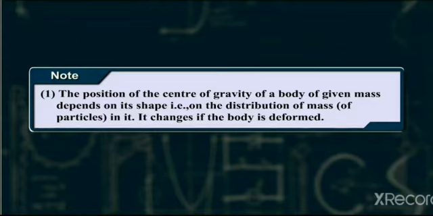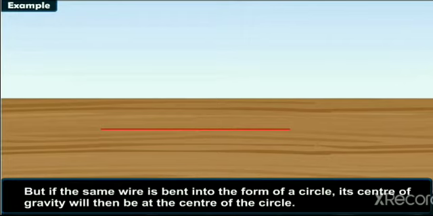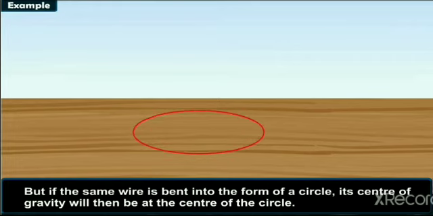Example. Note 1. The position of the center of gravity of a body of given mass depends on its shape, that is, on the distribution of mass of particles in it. It changes if the body is deformed. Example: the center of gravity of a uniform wire is at the middle of its length. But if the same wire is bent into the form of a circle, its center of gravity will then be at the center of the circle.